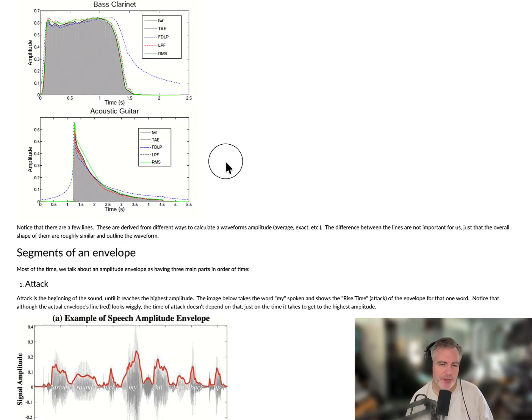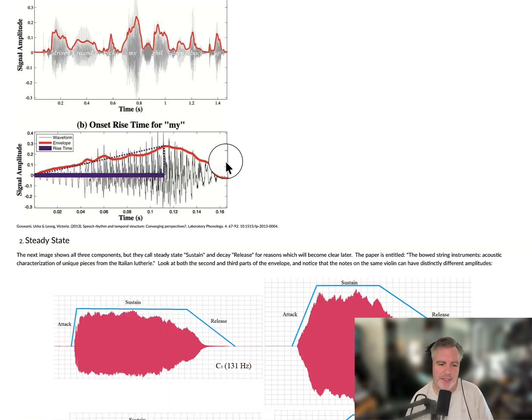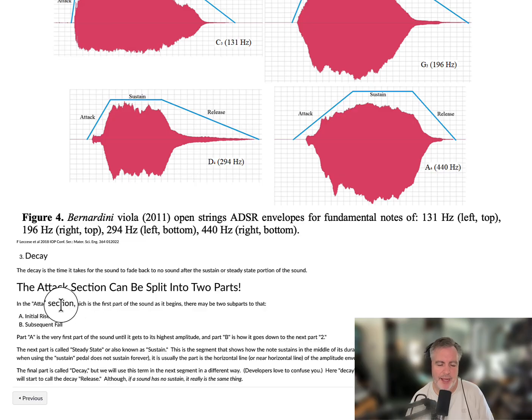Now I'm using these terms, and they're going to get mixed up later because there's been a long history of how we define the terms. But if I go down and realize that the attack portion, until I get to a steady state, actually sometimes is split up. There's the initial rise, and then there's a little bit of a fall sometimes. And that might be heard in a clarinet sound if we're really focused on the beginning part of that sound.